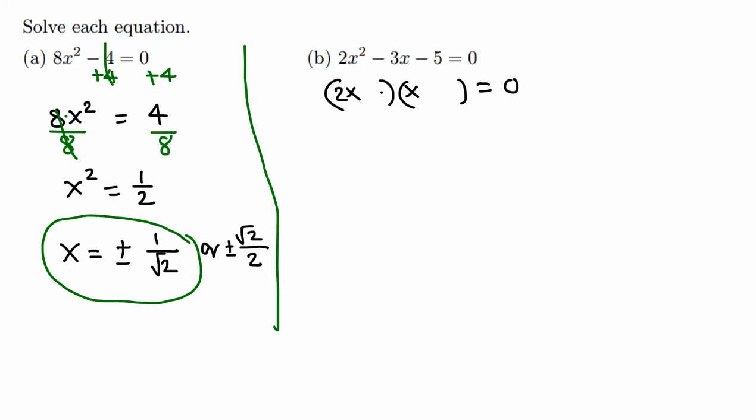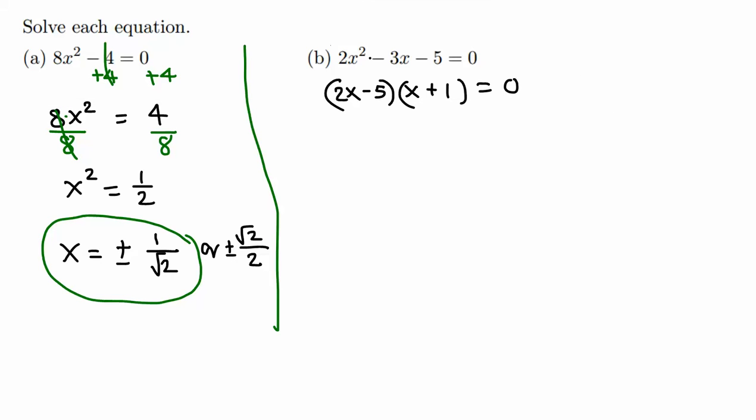Then let's try 5, 1. Now to get a negative in the middle, the negative goes to the bigger number 5, and plus 1. Now FOIL to check if this factoring is good. 2x squared, negative 5 times 1, negative 5, that's already satisfied. The outer and inner: negative 5x, and outer 2x times 1 is plus 2x, that gives negative 3x. That's how we factor.